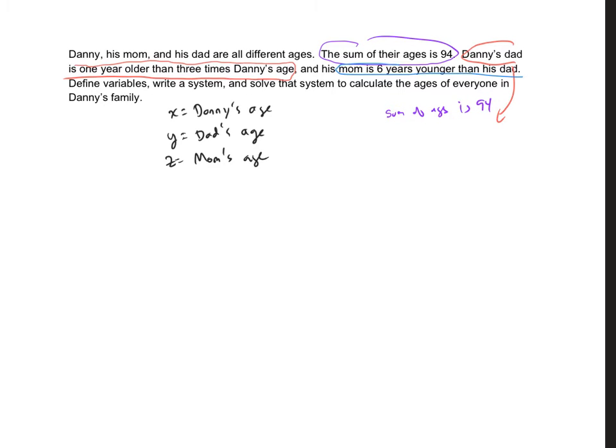The sum of their ages is 94. Well, that one's pretty straightforward. You add the ages together, and that gives you 94. Now, let's look at the second piece of information. Danny's dad is 1 year older than 3 times Danny's age. Okay, so it's Danny's dad, his age is y. So y is 1 year older than 3 times Danny's age. So that will be 1 bigger than 3x.